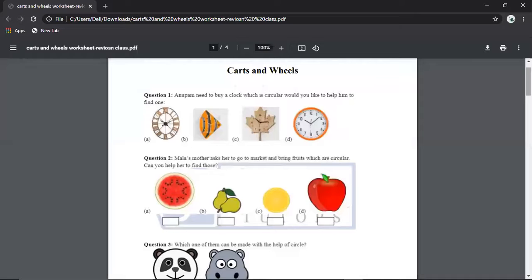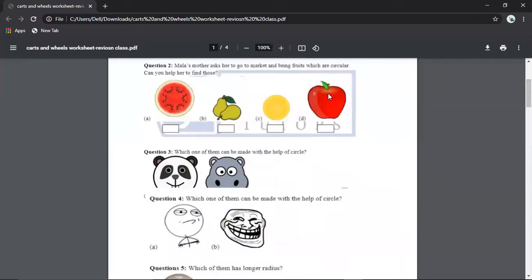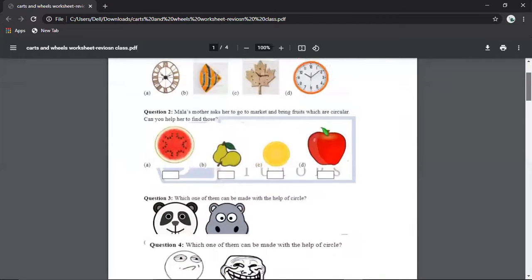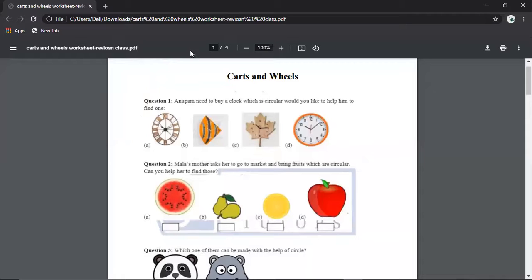Anupama needs to buy a clock which is circular. Would you like to help him? Find one. There are 4 different types of wall clocks available. Among these 4 wall clocks, which looks like a circle, that you have to answer. Out of these 4 wall clocks, which looks like a circle?